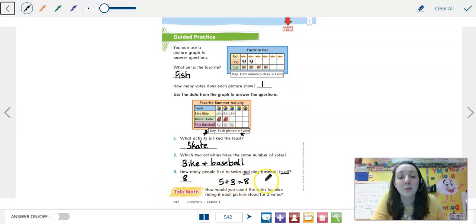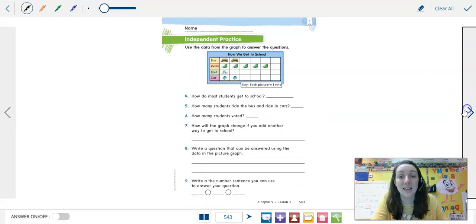So, how would you count the votes for bike riding if each picture stood for 2 votes? Exactly like I was just saying. If each one was 2 votes, I would come up for bike riding and I would count not by 1, but by 2s, because if they were each worth 2, I would say 2, 4, 6. So it would be 6 total because each would be worth 2. Right, so you really have to pay attention to that key.